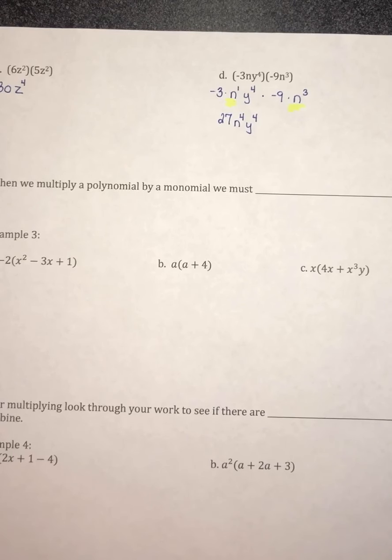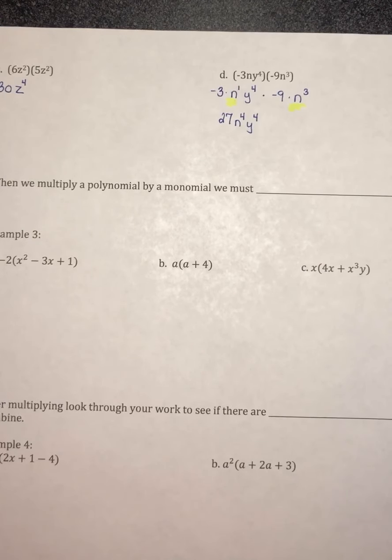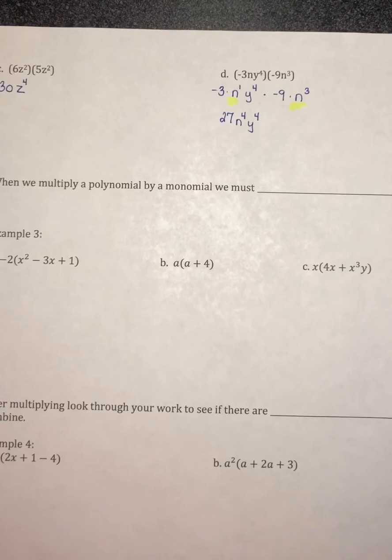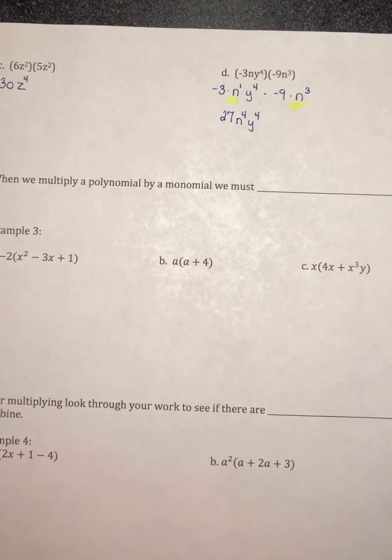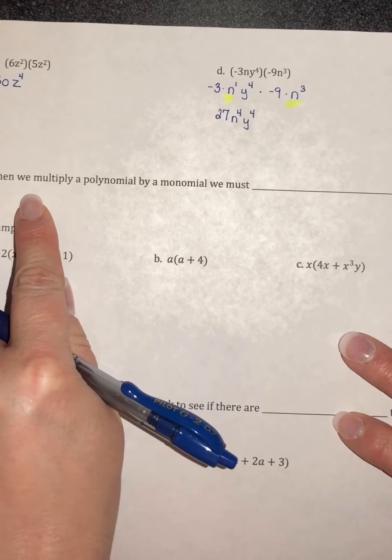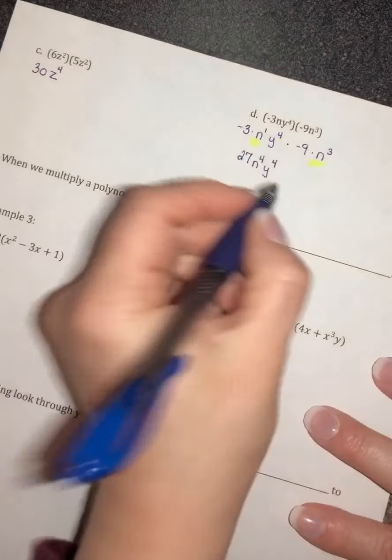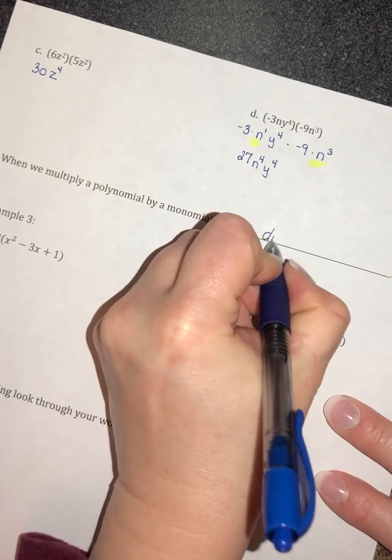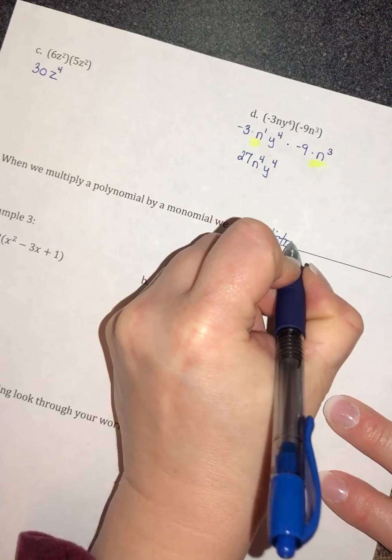Monomial again is a single term, binomial 2 terms. Trinomial, 3 terms. Polynomial is multiple. Anytime we get above 3 terms, we generally refer to it as a polynomial. So when we multiply a polynomial by a monomial, we must distribute. We're going to use the distributive property.